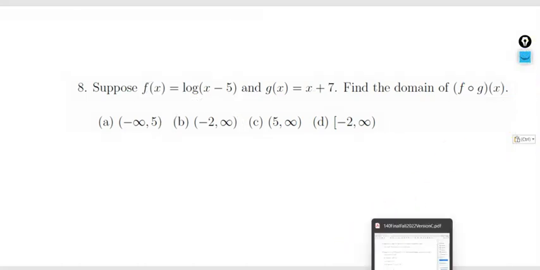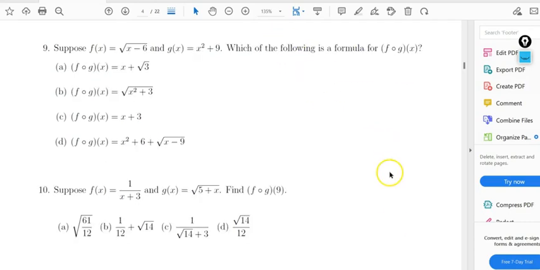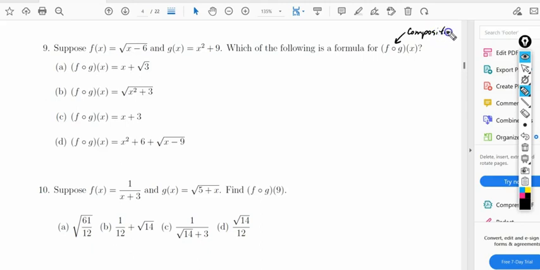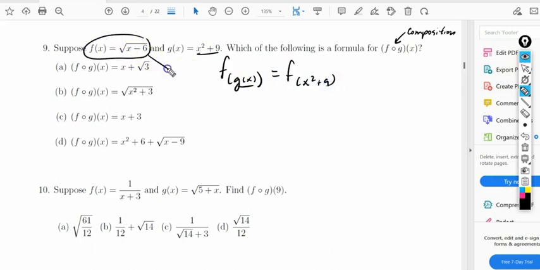Okay, let's go back. All right, number 9. They want the formula. And again, this is composition, not multiplication. So it's the first one evaluated at the second one. And g of x is x squared plus 9. So we're going to write that without the x, just blank parentheses, and we want to put x squared plus 9 inside there.